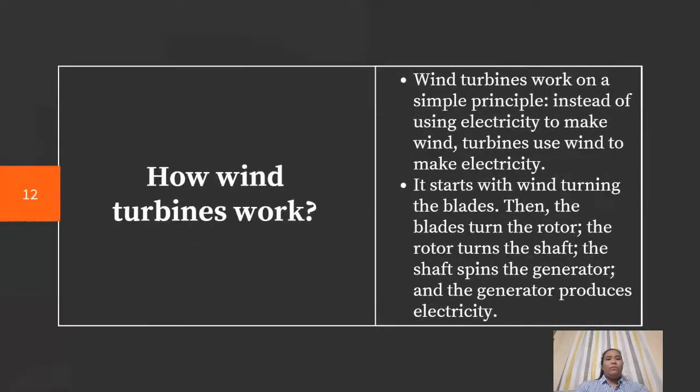How wind turbines work. Wind turbines work on a simple principle. Instead of using electricity to make wind, turbines use wind to make electricity. It starts with turning the blades, then the blades turn the rotor, and the rotor turns the shaft. The shaft spins the generator, and the generator produces electricity. To surely understand, let's take a look at this.